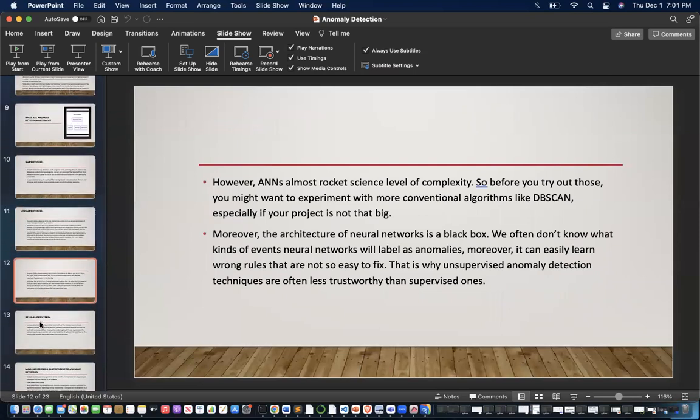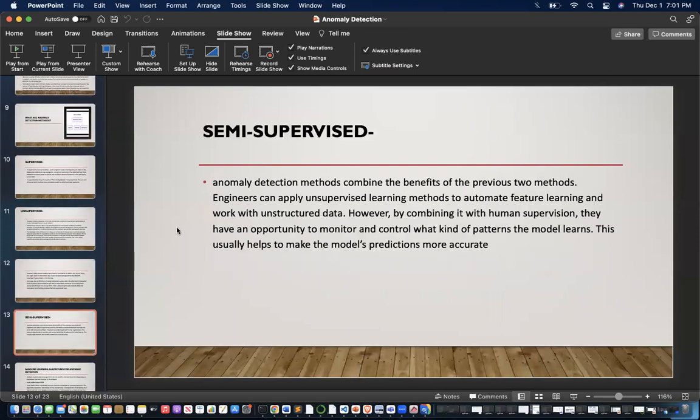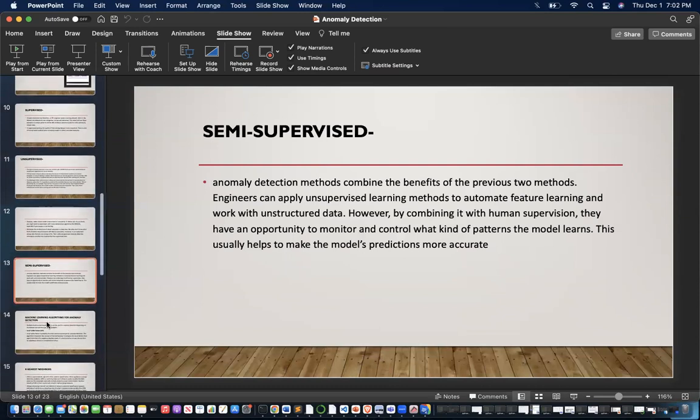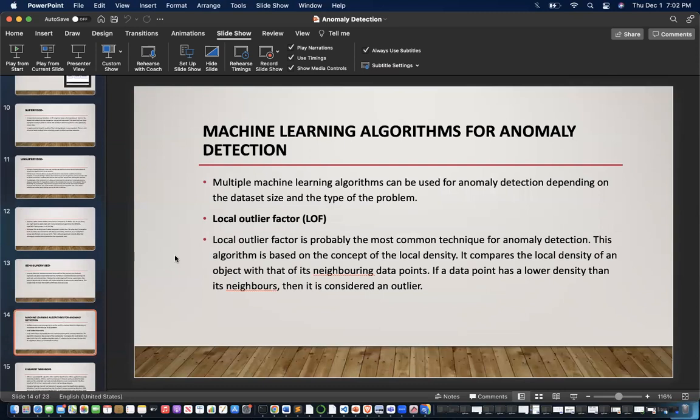In semi-supervised learning, anomaly detection methods combine the benefits of the previous two methods. Engineers can apply unsupervised learning methods to automate feature learning and work with unstructured data. However, by combining it with human supervision, they have an opportunity to monitor and control what kinds of patterns the model learns. Here come the machine learning algorithms for anomaly detection.